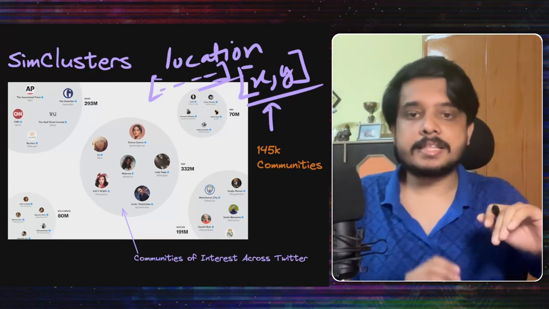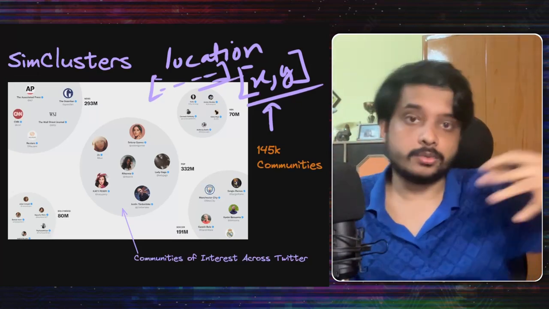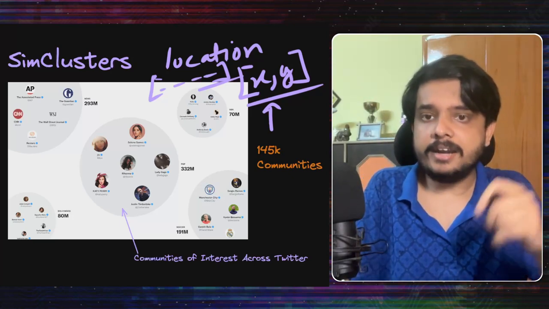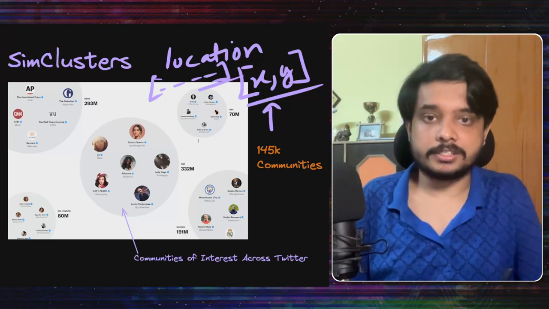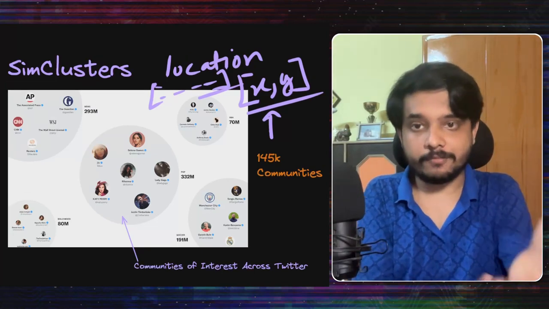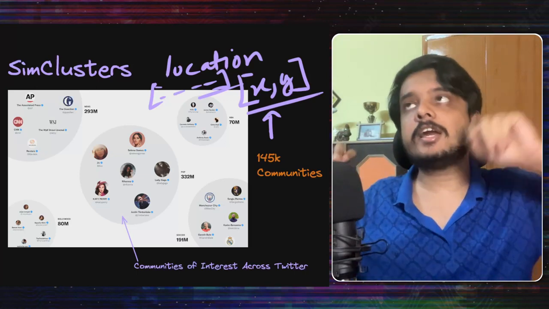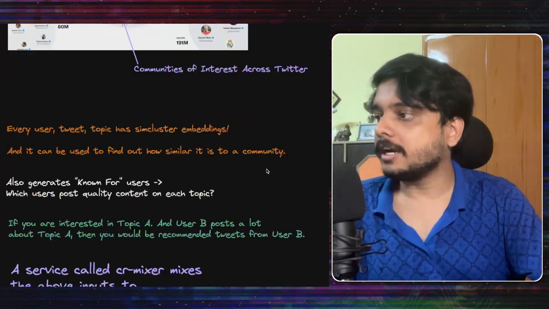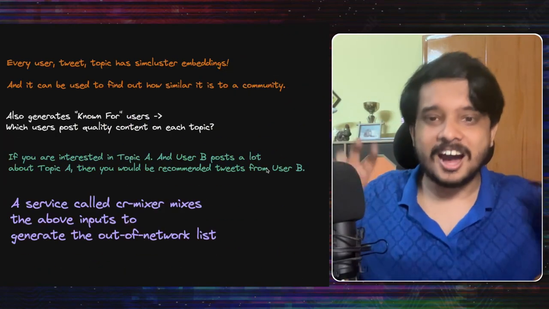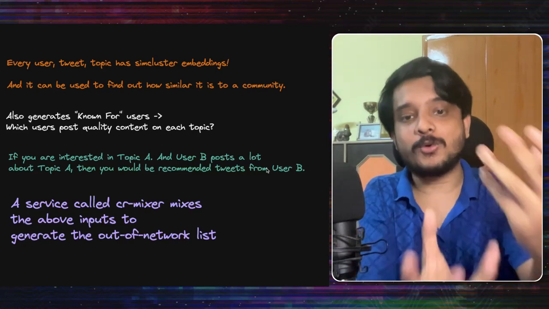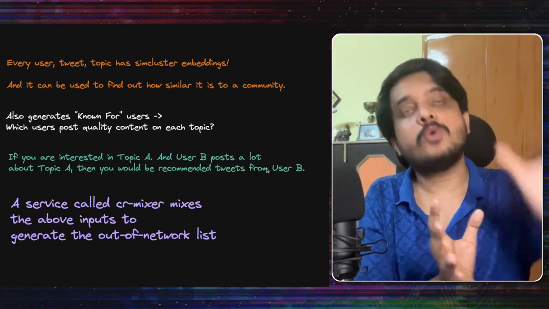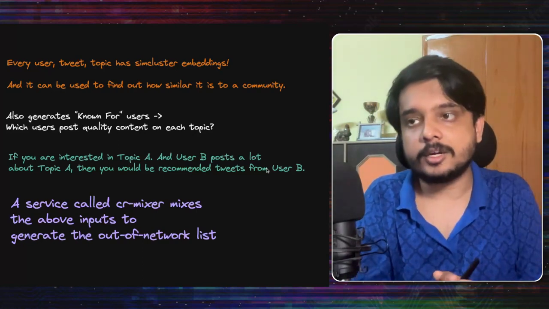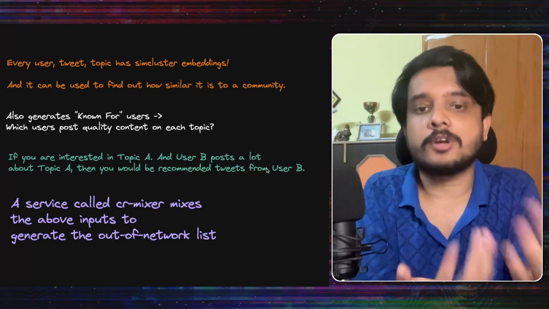Now, what they have done is they have divided Twitter into 145,000 communities. Each of these communities has an embedding, and these are called the SimClusters, right? So if Twitter has a SimClusters embedding for your Twitter account, it can figure out which communities you will be a part of. It also figures out which Twitter users are known for or have good quality tweets on that community. So now if you are part of that community, if another person is known for tweets in that community, you will be recommended tweets from that person, right?